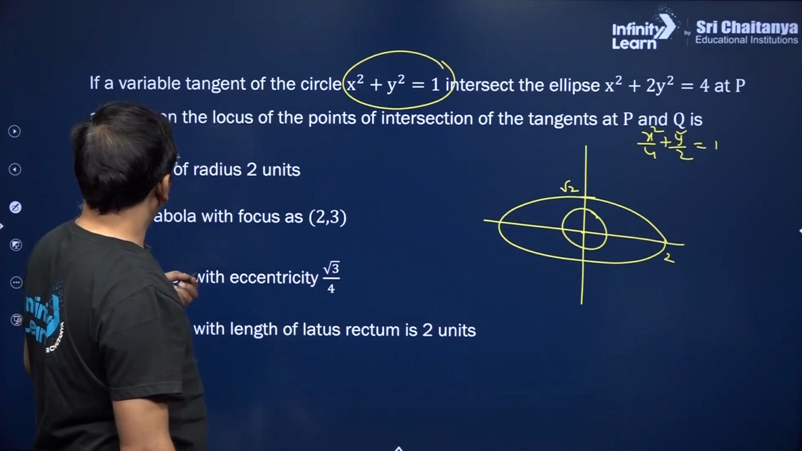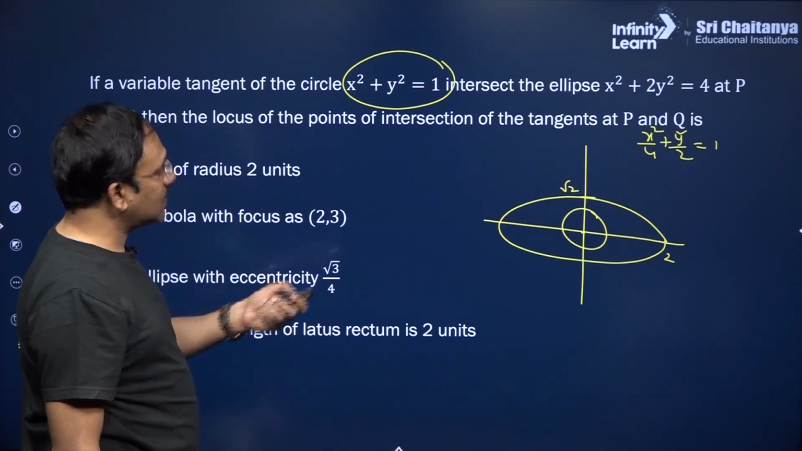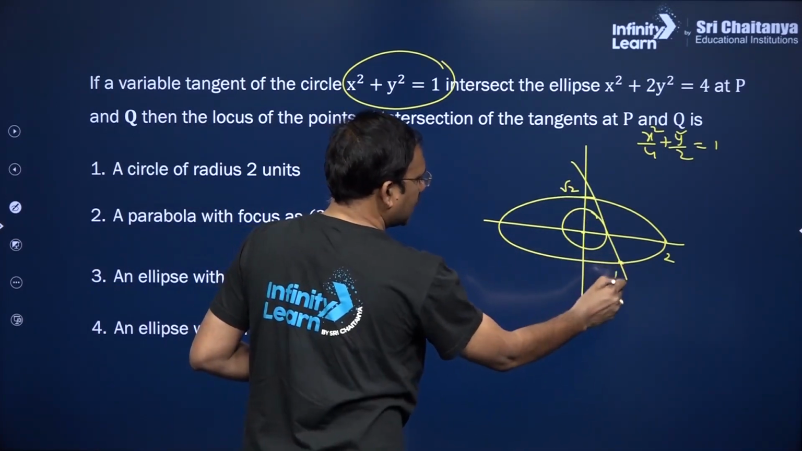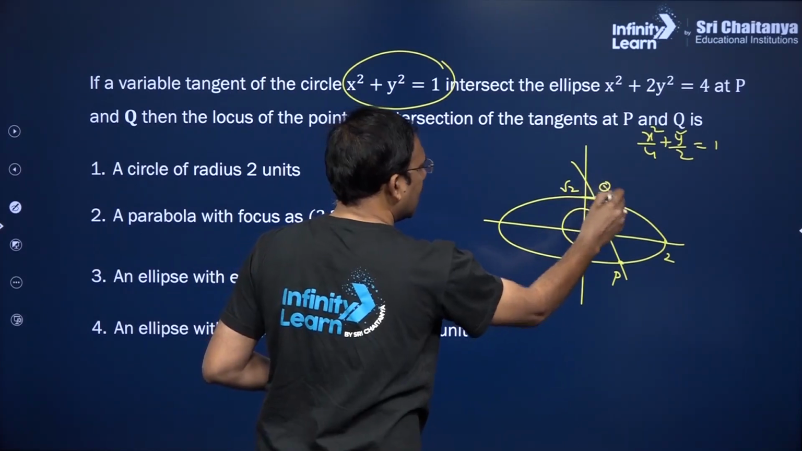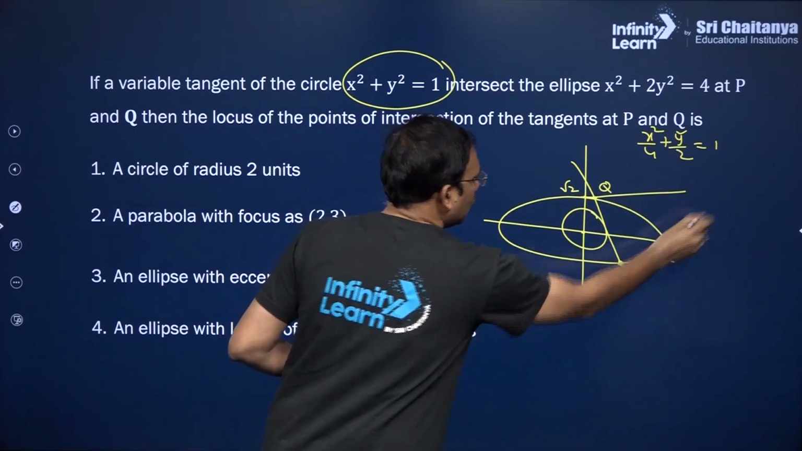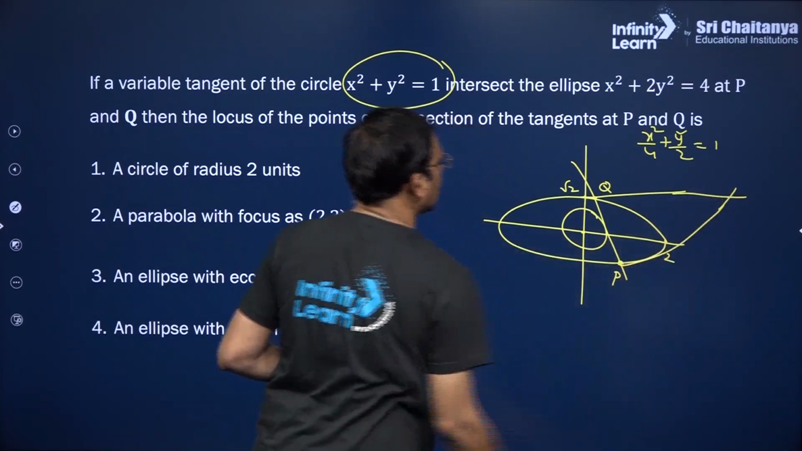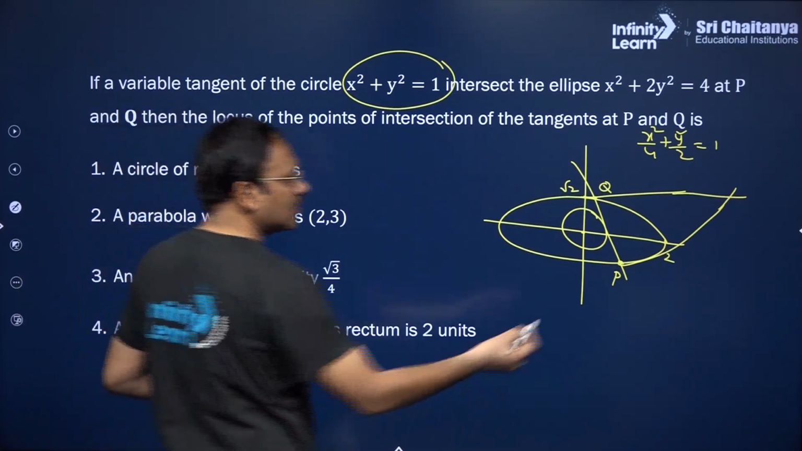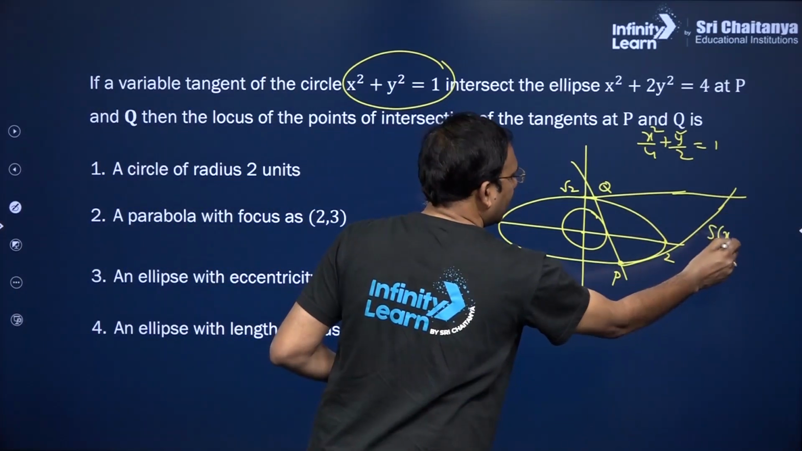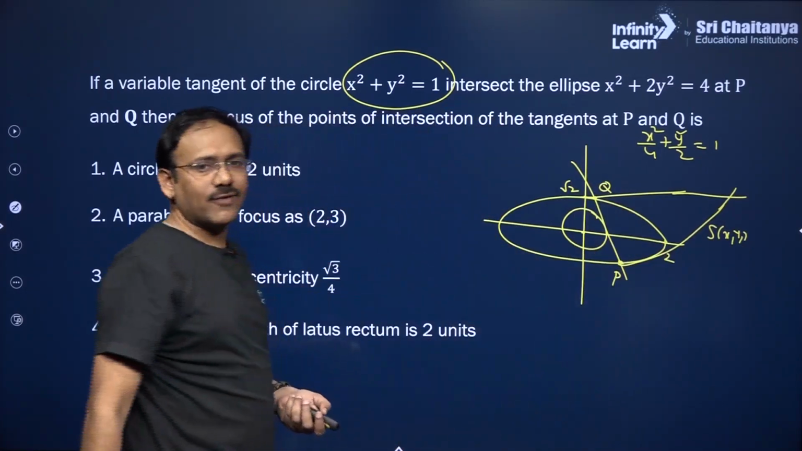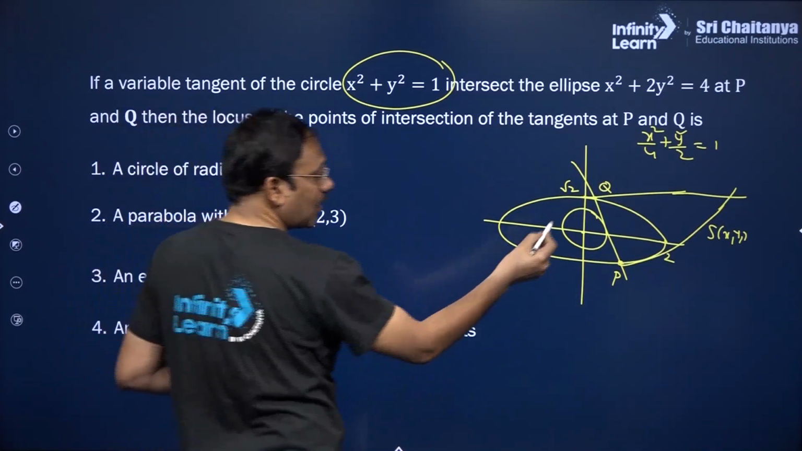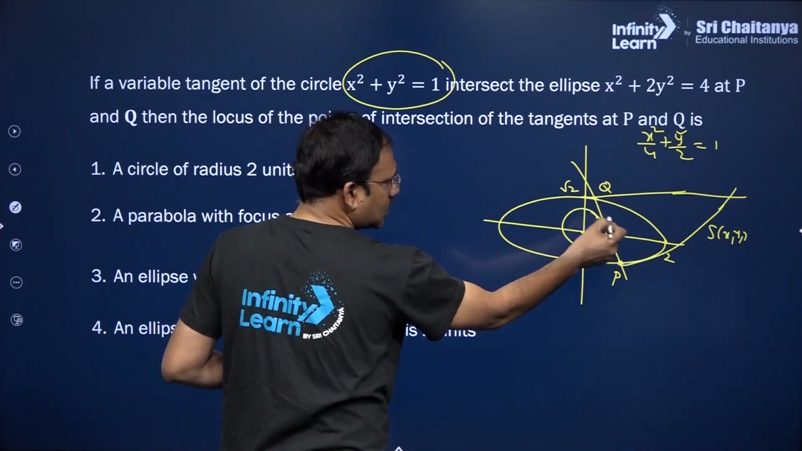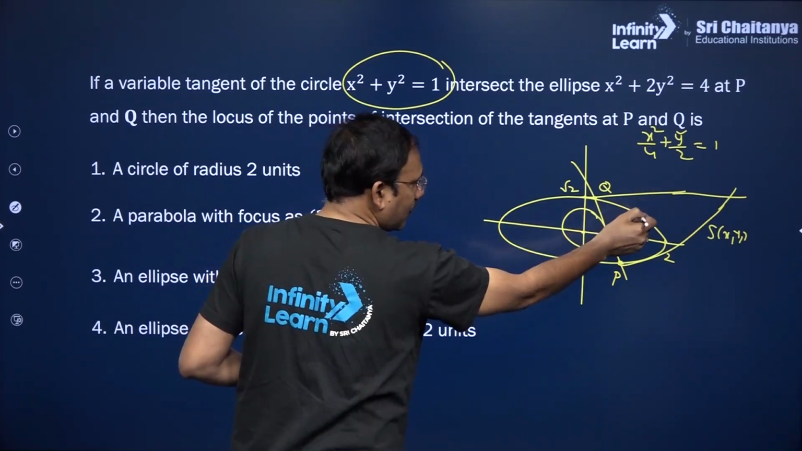Now you see a variable tangent to the circle intersects the ellipse at P and Q. Suppose you take some tangent to this particular circle which intersects the ellipse at P and Q, and tangents are drawn at P and Q where these two are going to intersect at some point, and we need the locus of that point of intersection. It is simple, my dear friends. If you take this point as S x1 y1, so this is going to be the chord of contact of that point with respect to the ellipse.